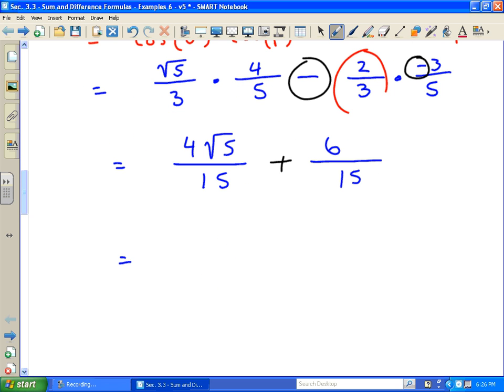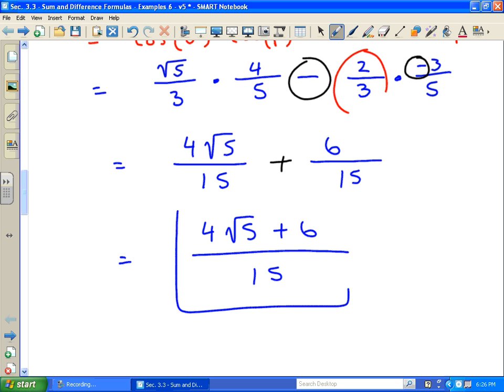Now, from here, I'll have 4 roots of 5 plus 6. I have a common denominator. It's all over 15. Okay, now this answer is simplified completely. I don't need to rationalize anything in the denominator. There's also nothing in the numerator that would factor that would actually help me. I see I have a 4 and a 6 which share a common factor of 2, but there are no factors of 2 in the denominator that I could cancel that 2 with. So this would be my final answer.